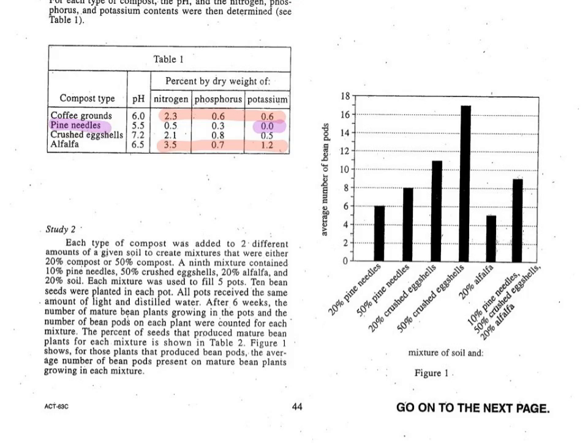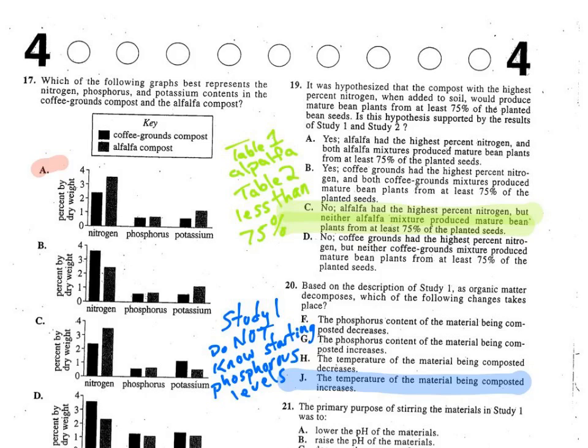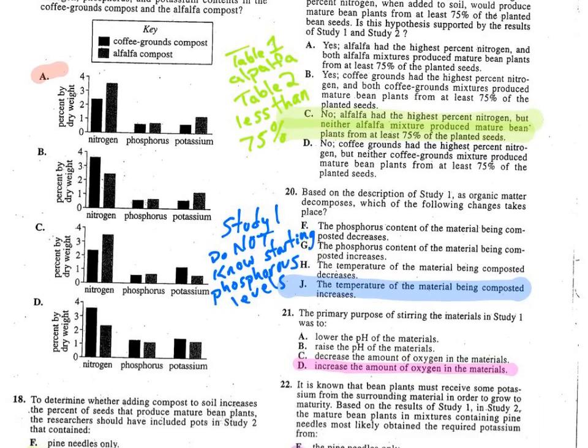Well, what we need to do is go back to the passage and find the area where they give us the nitrogen, phosphorus, and potassium contents for both coffee grounds and for alfalfa. When we do that, we notice that the coffee grounds has a lower nitrogen and lower potassium content than the alfalfa does. So when we go back to the graphs, I'm looking for the coffee grounds to be lower in both nitrogen and potassium. When we do that, we see that the only choice that works is choice A.